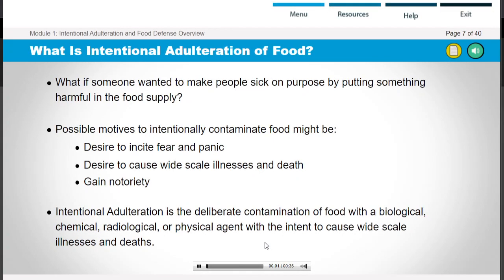Why would someone want to make people sick on purpose? People or groups could be motivated to intentionally adulterate food for many reasons, ranging from a desire to incite fear and panic to causing illnesses and deaths.